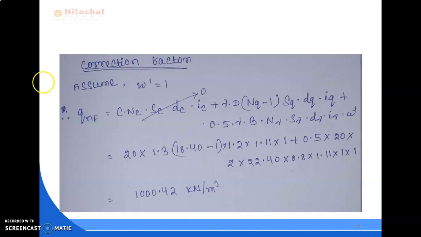So finally Q nf equal to, Sc value is 0, so this term is 0. After putting all the values and calculating, we found 1000.42 kilonewton per meter square. This is our answer, net ultimate bearing capacity by IS code method. So the process is same, only the formula is different.